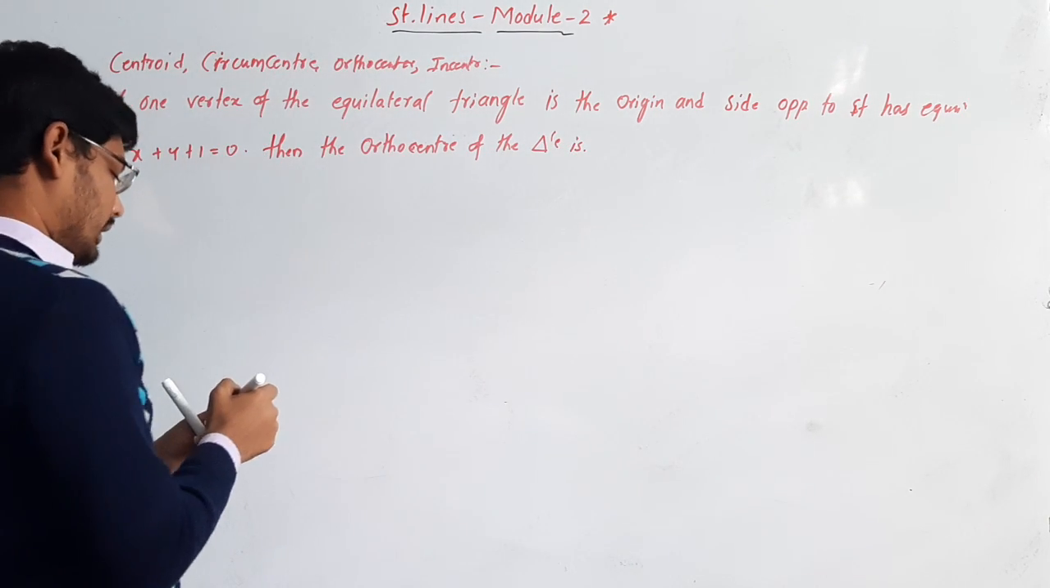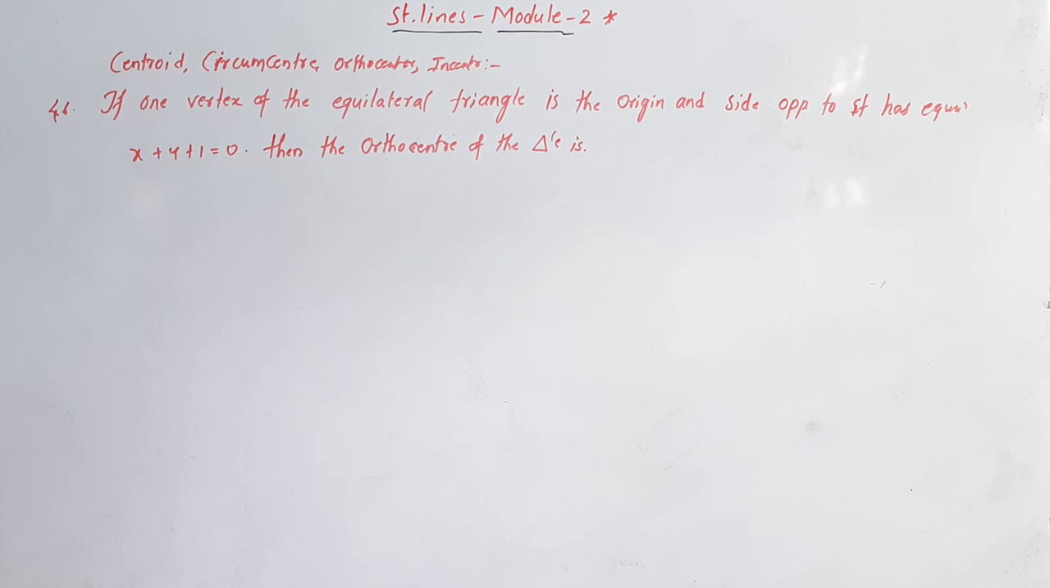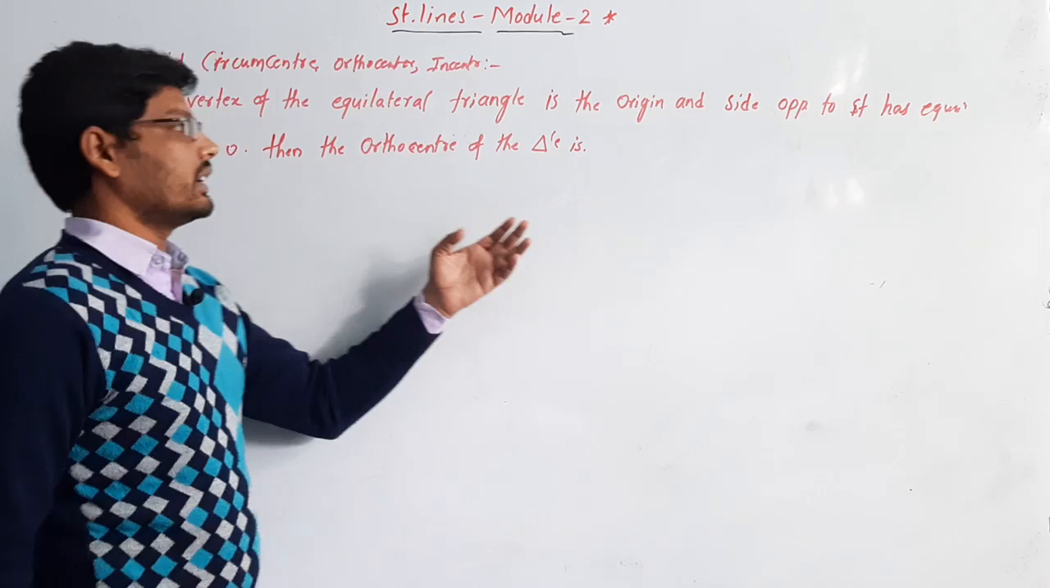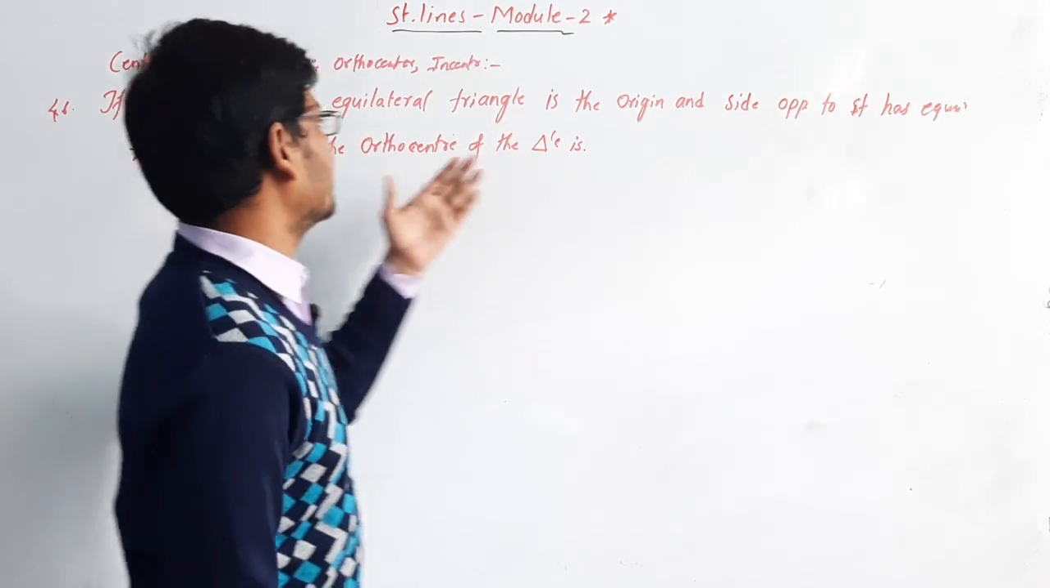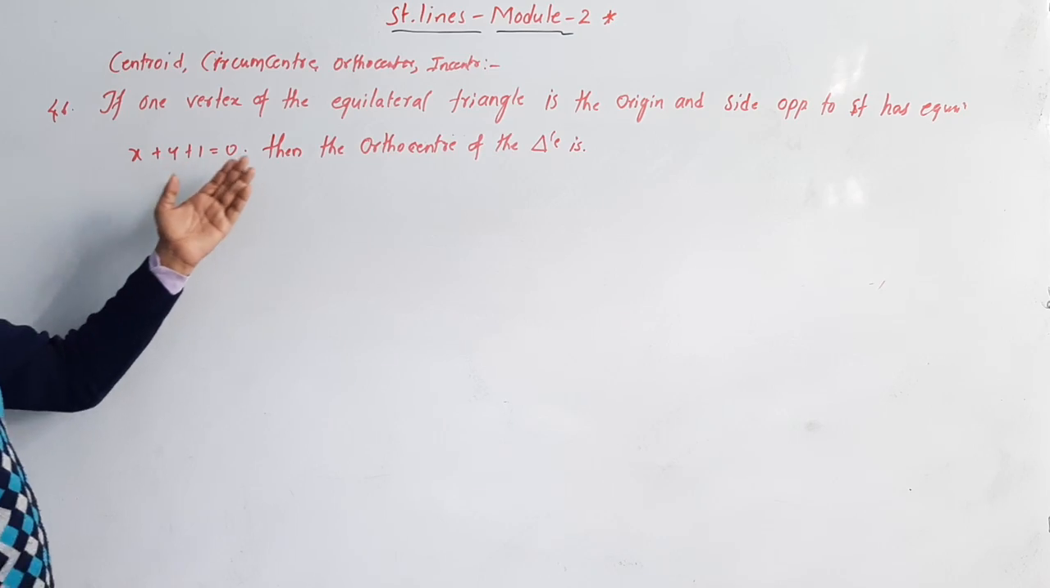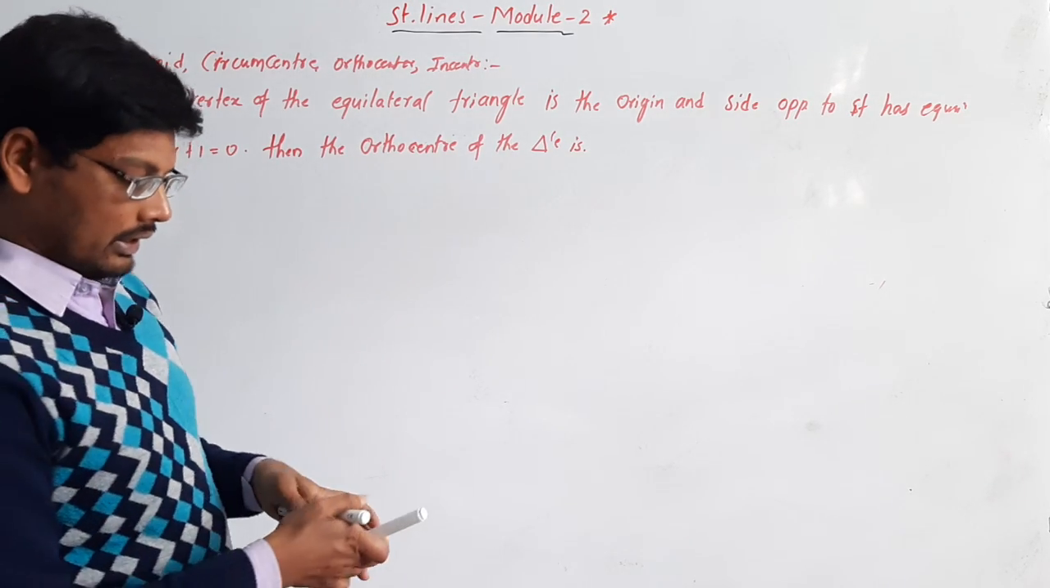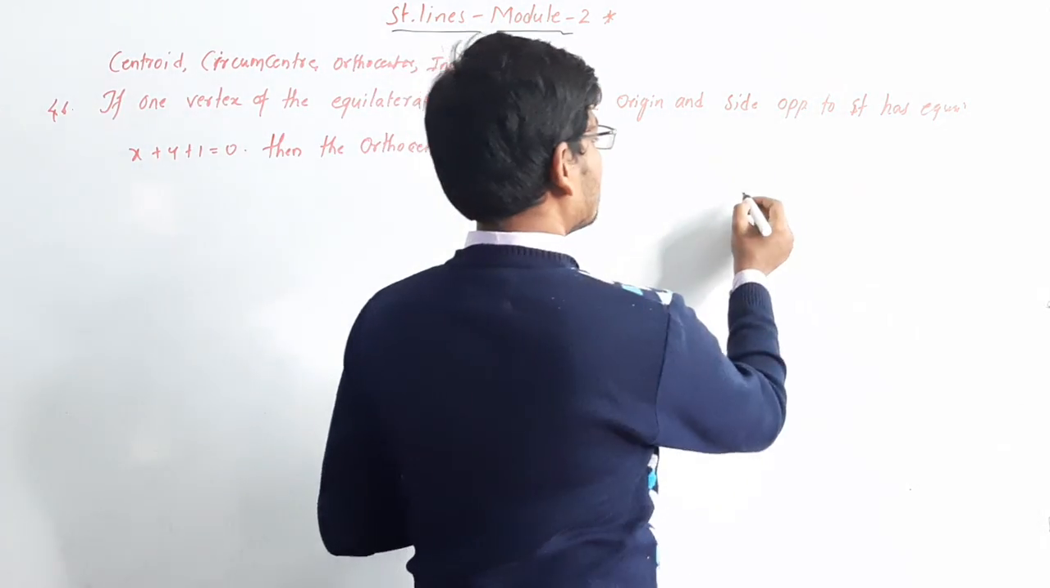here. And here the topic name is centroid, circumcenter, orthocenter, incenter. This is the 46th question. If one vertex of the equilateral triangle is the origin and the opposite side of the triangle has the equation x plus y plus 1 is equal to 0, then the orthocenter of the triangle. Let us see the diagrammatical representation for this one.